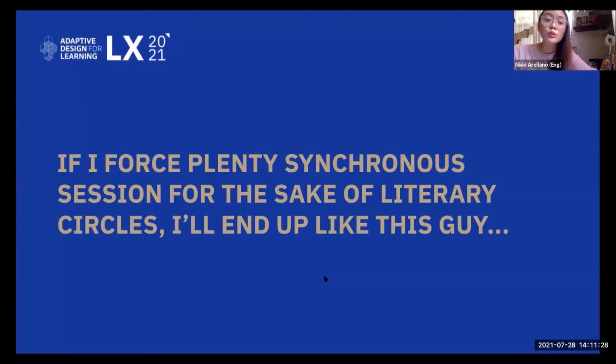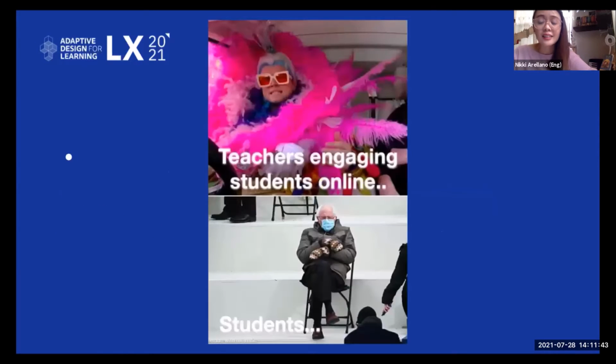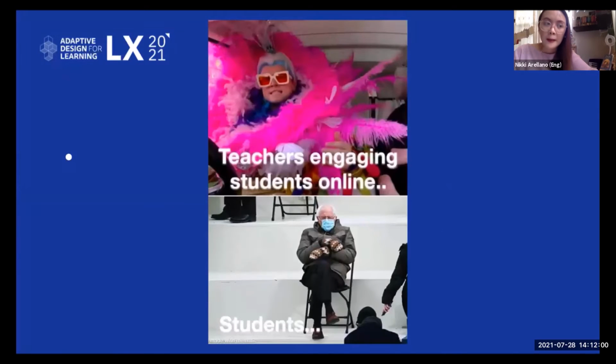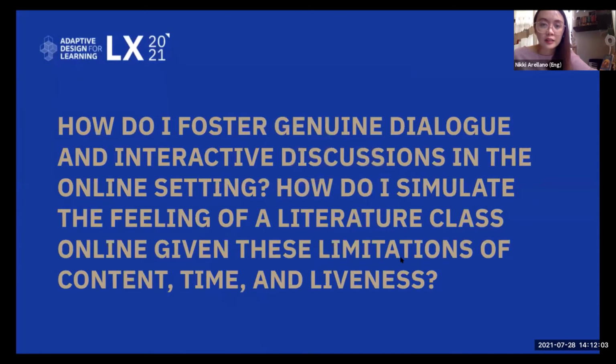I know that if I force a lot of synchronous sessions for the sake of literary circles, for the sake of creating the same atmosphere as before the pandemic in a literature classroom, I'll end up like this guy here, with all the bells and whistles, fur and costumes, trying to engage the students to talk online, and they're just not having it. They're just not engaged, right? If I do this, plenty of synchronous sessions. So the question that I had when I was developing a collaborative way of approaching the discussion boards is this.